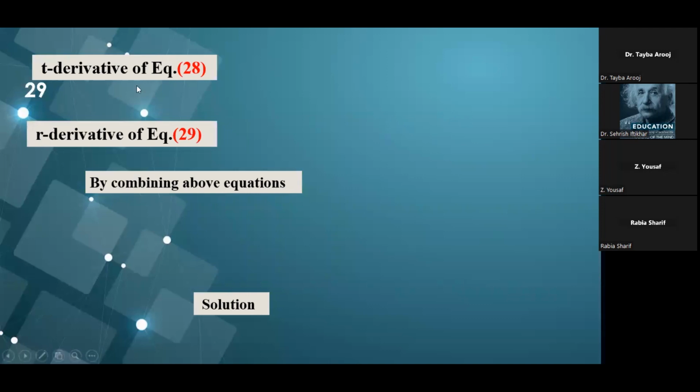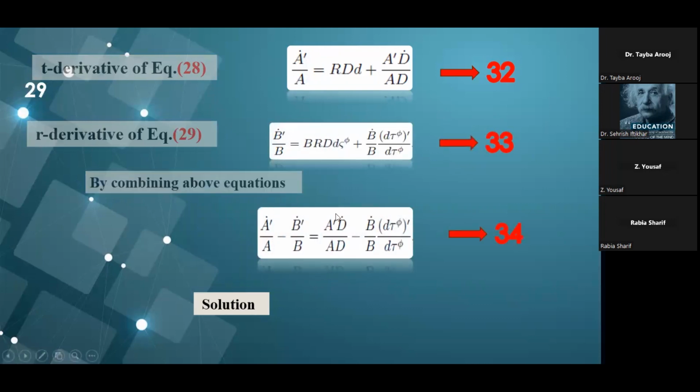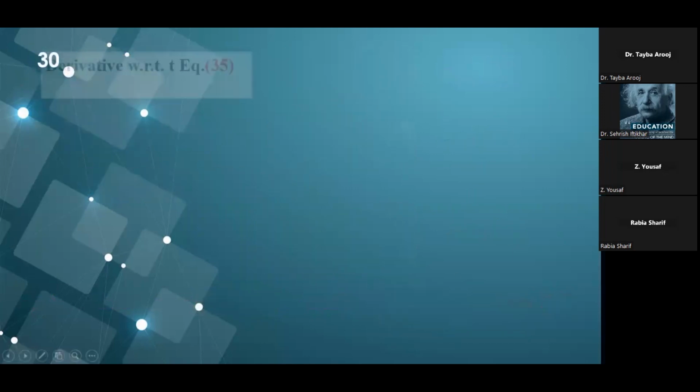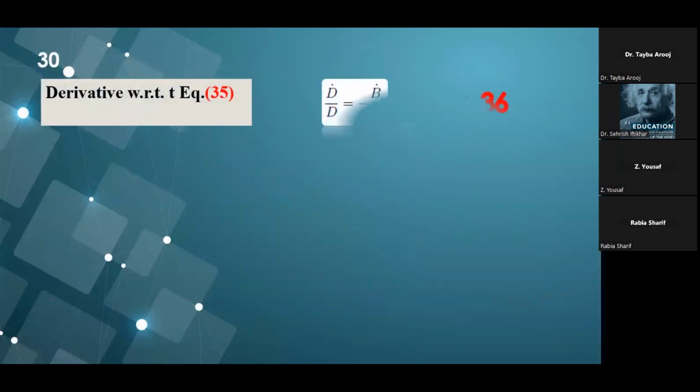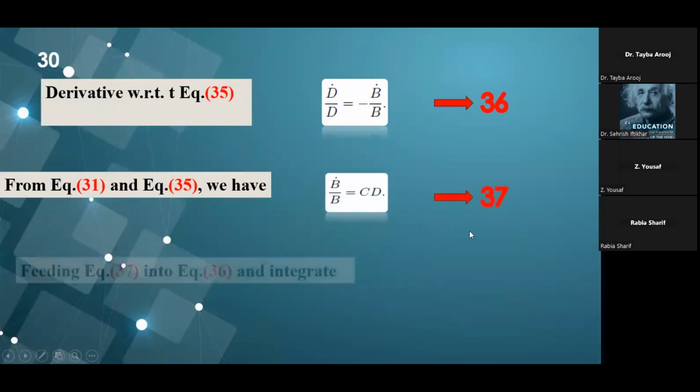Okay. Now the t derivative of equation number 28 and r derivative of 29, by combining these equations, I get these values. This one, okay? But the solution is given over here, okay? So this is one of the metric options. Now the derivative with respect to t of equation number 35 gives this one, and from equation 31 and 35 we get this one, okay?